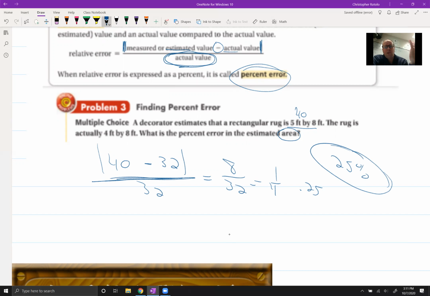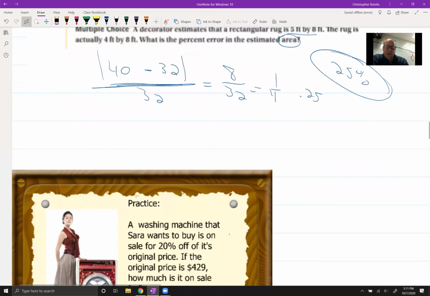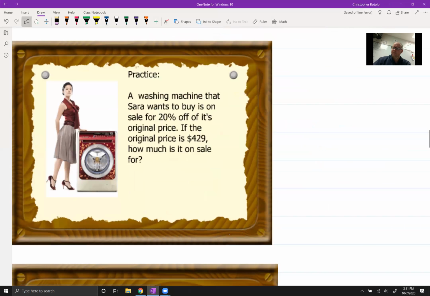In this case, we're talking about a rug. I don't know. My wife picks all those out, so a rug's a rug to me. So we'll get it all together. Remember, it's over the actual. That's the big thing. I'll just shut up and keep doing some math here for you.